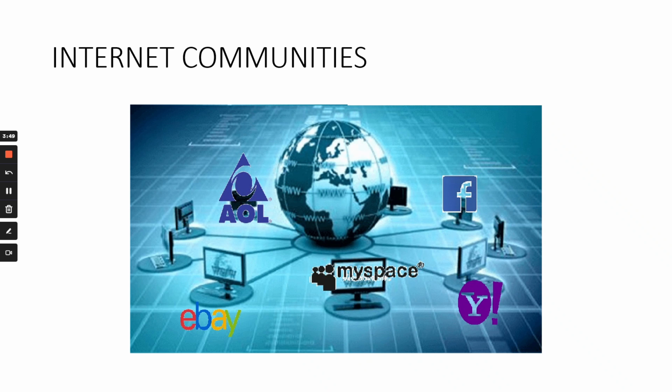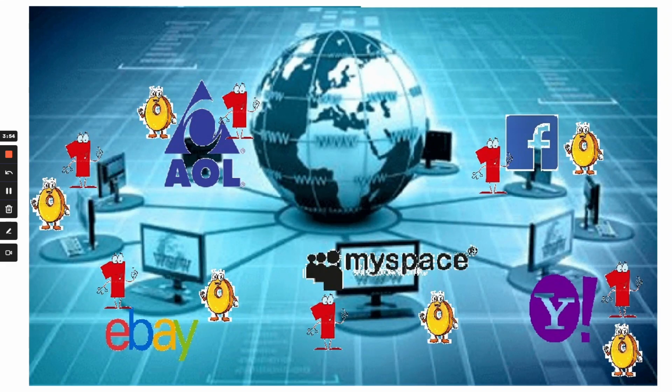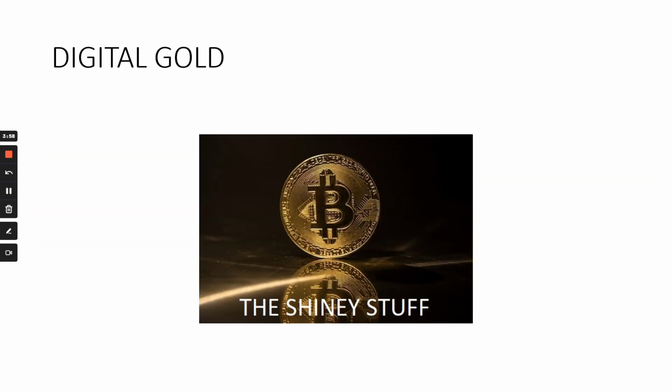So anyways, a bunch did not make it. But some communities thrived. And look at that. Ones and zeros joined. Oh, they're happy. So, moving along. Well, now they don't know how to trade. Are my ones equal to your zeros? Or your zeros equal to my ones? I don't know. But digital gold. The shiny stuff.